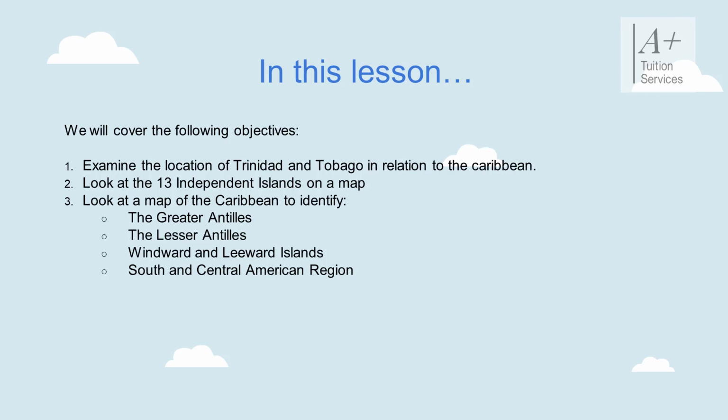We're going to look at the 13 independent islands on a map. We're going to look at a map of the Caribbean to identify the Greater Antilles, the Lesser Antilles, the Windward and Leeward Islands, and the South and Central American region. Stay tuned.